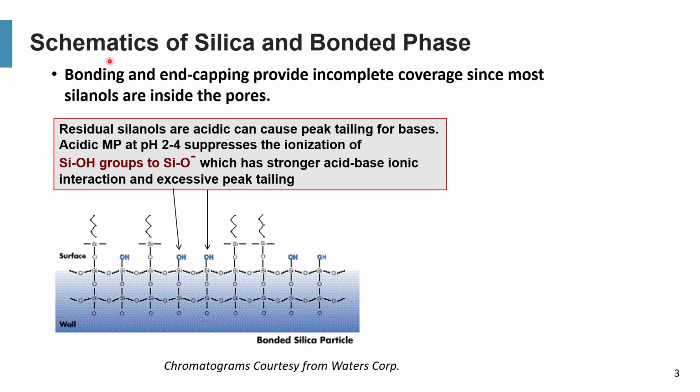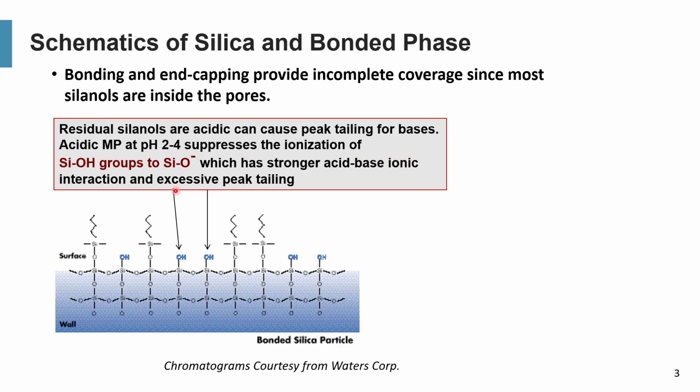Here is a schematic of silica and bonded phases, courtesy of Waters Corporation. Note that bonding and end capping of these bonded phases provide incomplete coverage, since most of the silanols are inside the pore. So there's always residual silanol group left, and it's problematic because they are acidic. Residual silanols are acidic and can cause peak tailing of basic analytes.